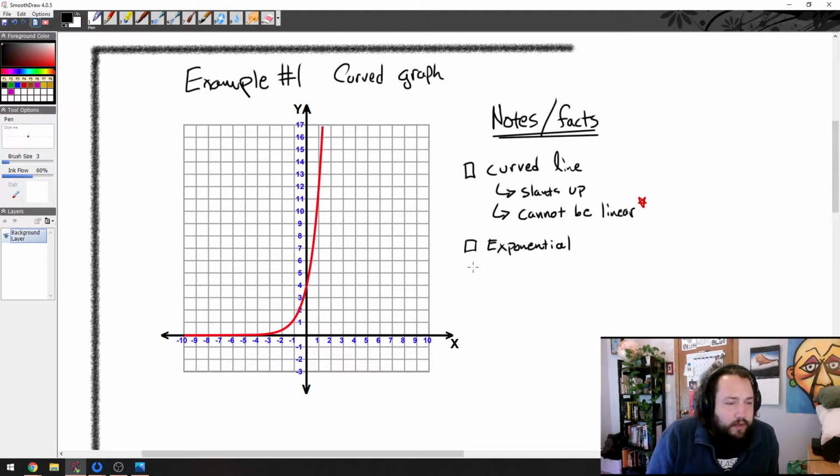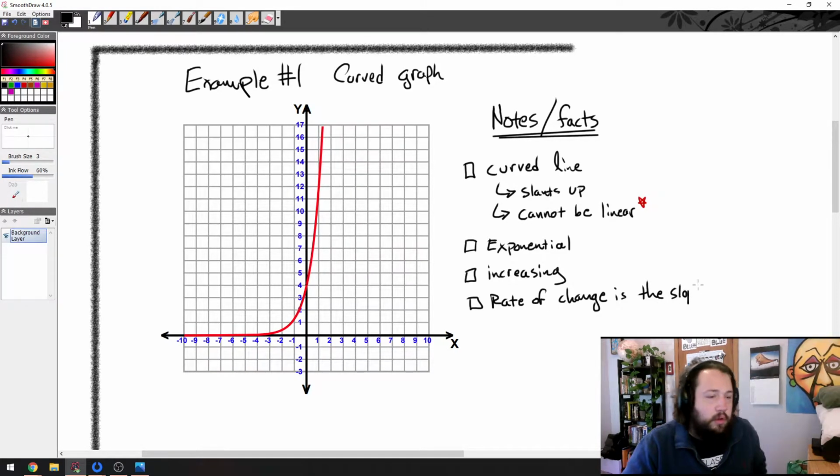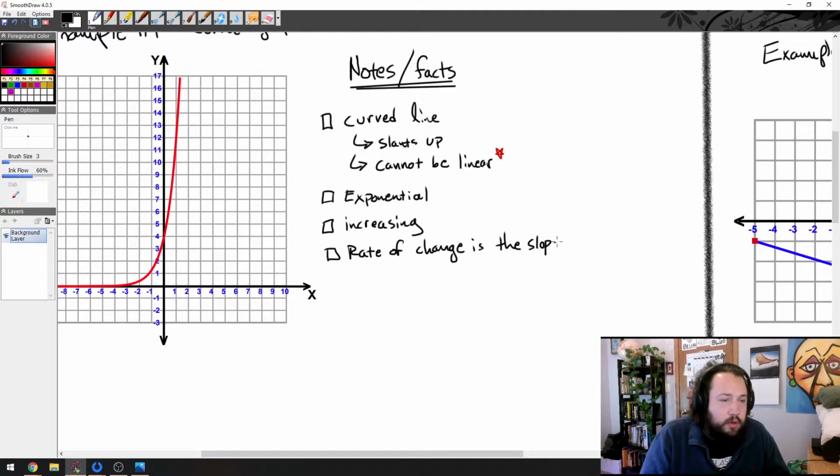Let's see if we can find some other easy facts. I know that it is increasing. I know that the rate of change is the slope, and it is getting steeper and steeper.